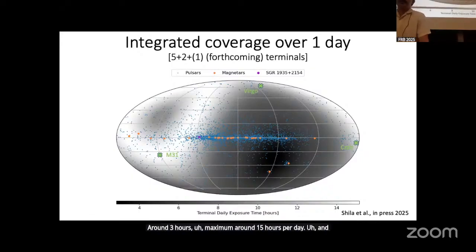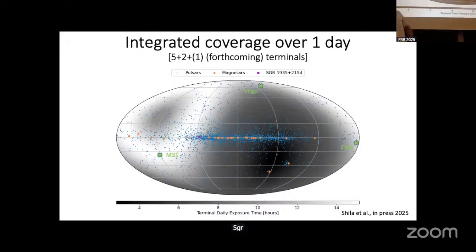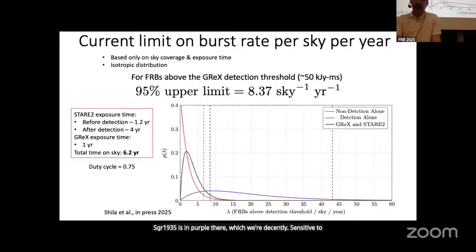And then I include also pulsars to get an idea of the galactic background. Magnetars are, of course, a source of interest, and specifically SGR 1935 is in purple there, which we're decently sensitive to.